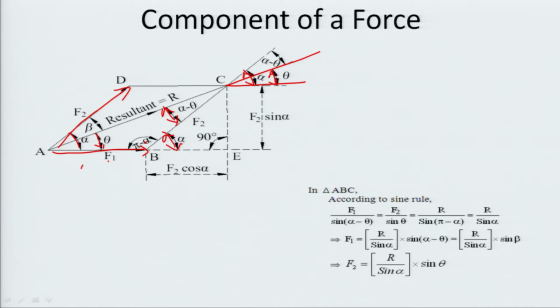So, with the help of the sine rule, F1 divided by sine of alpha minus theta, equals F2 divided by sine theta, equals R divided by sine of pi minus alpha. With this sine rule, the value of F1 will be R divided by sine alpha into sine beta, and F2 will be R divided by sine alpha into sine theta.